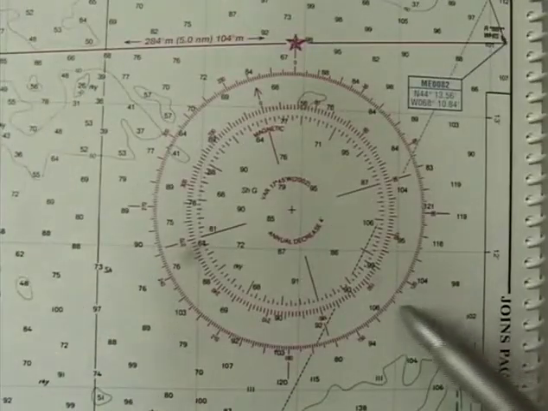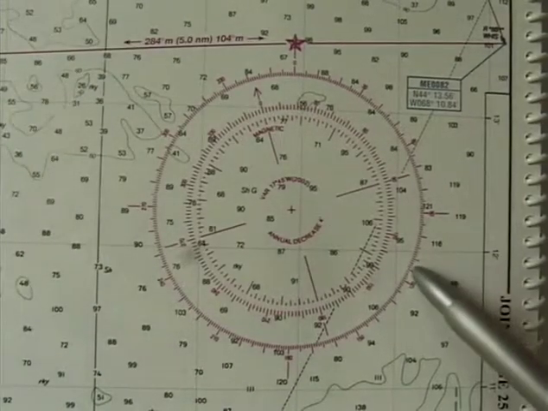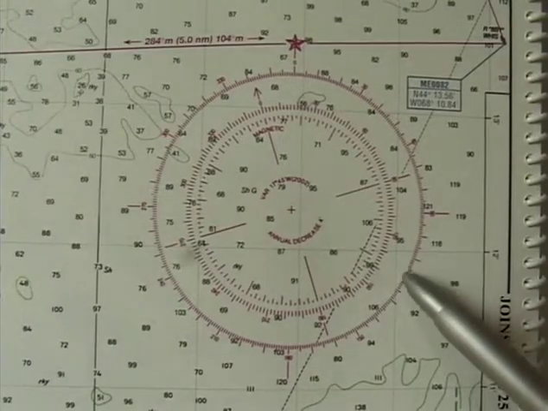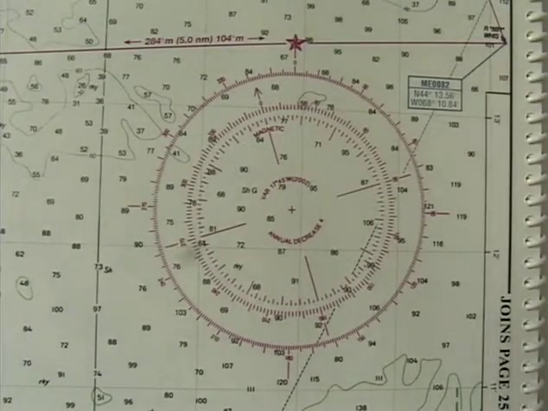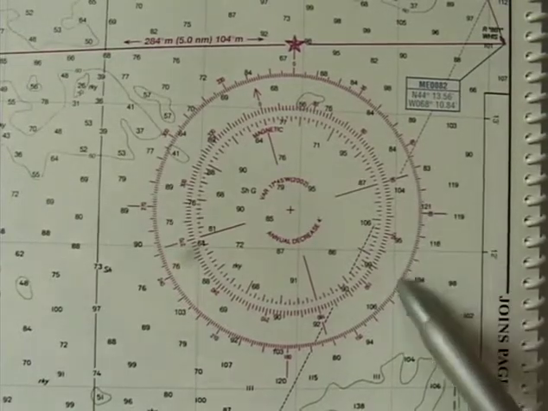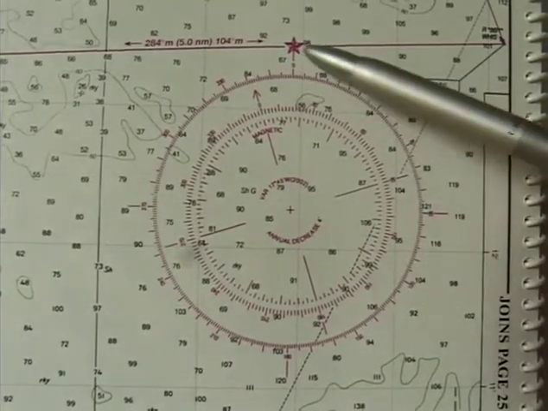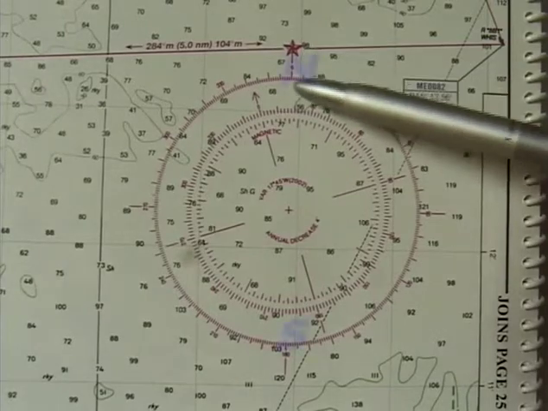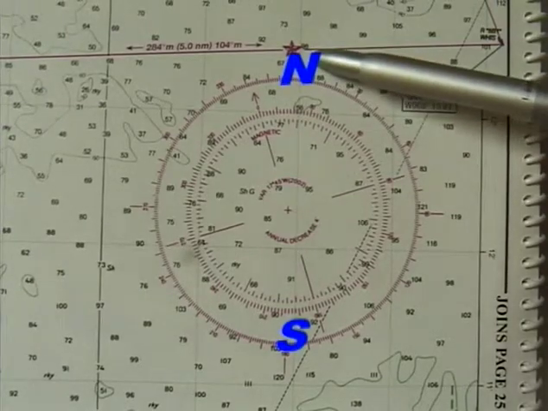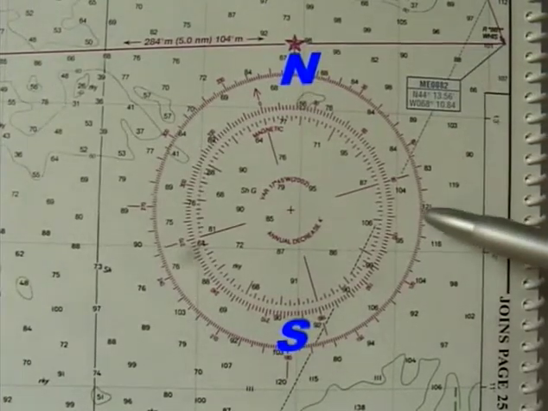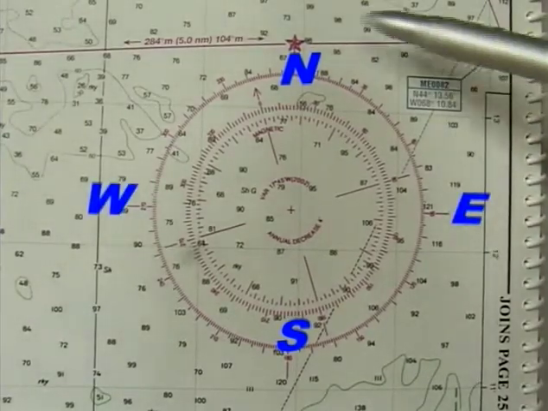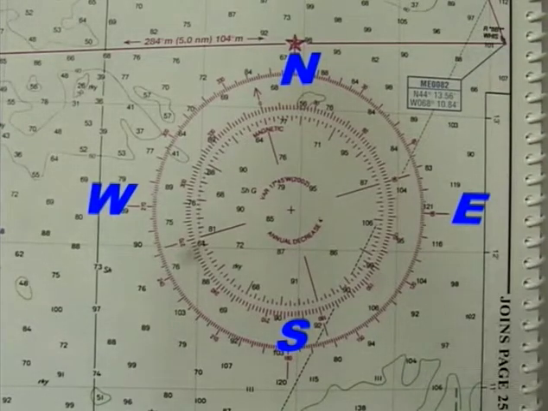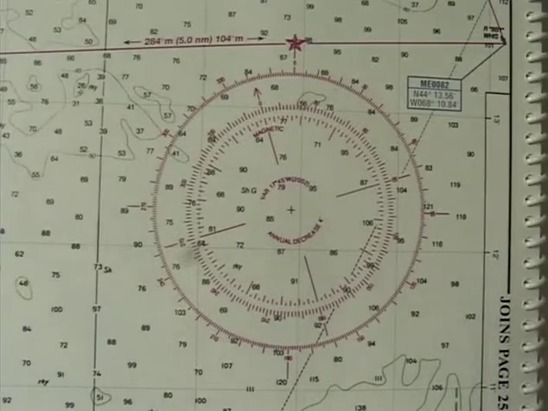The compass rose consists of two circles, an inner circle and an outer circle, each subdivided into 360 degrees. The outermost circle, as you can see, has a large red star at the top of it corresponding to geographic north. And you can see that if we look at the other directions on here, these directions are perfectly aligned with the lines of latitude.